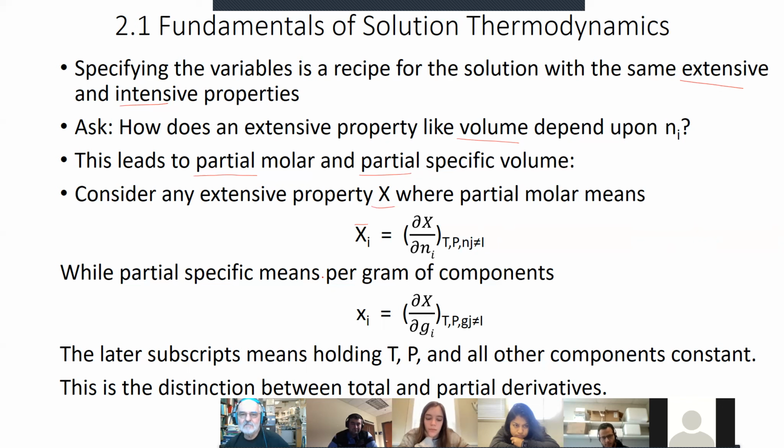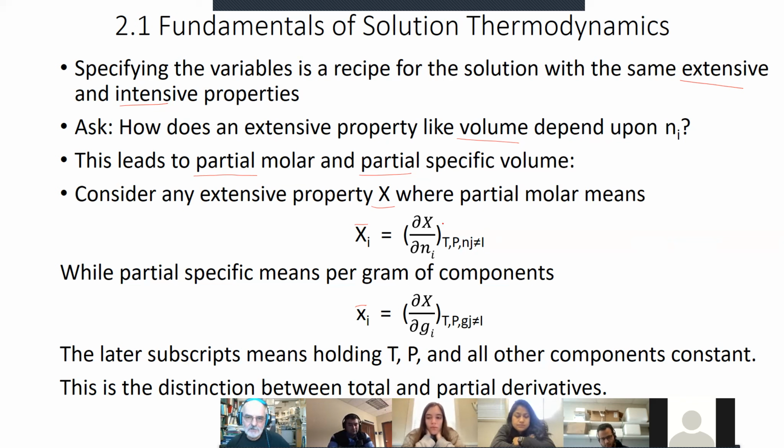Partial specific volume means per gram, not per mole. So this in the book is written down as a lowercase x. Again, it's written with a bar over the top. Okay, and it's the change in the parameter with respect to the number of grams at constant temperature, pressure, and the number of grams of other components, j not equal to i. Okay, so it defines here these subscripts mean hold temperature, pressure, and all the other components constant.